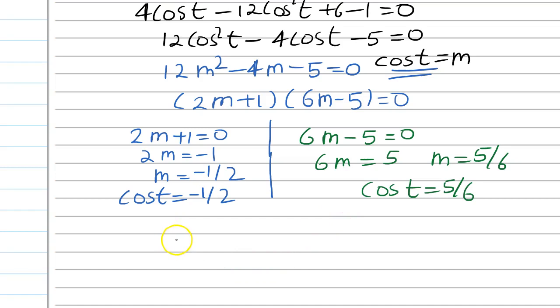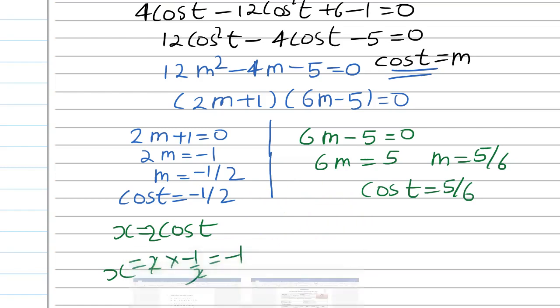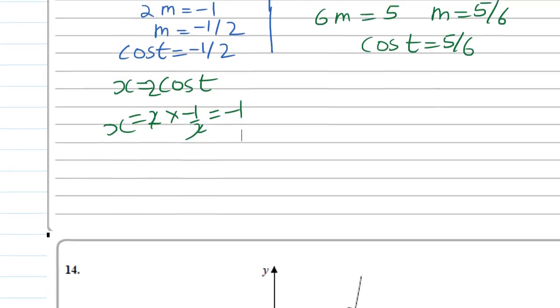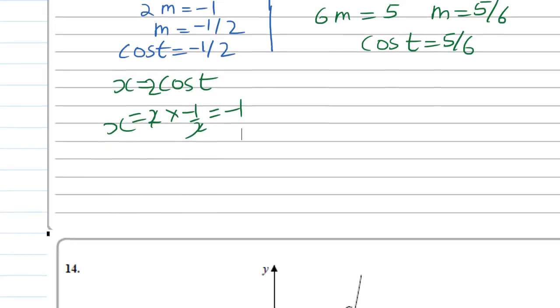Now what was the x value? We need to calculate x and y. x was 2 cos t. So 2 cos t, that is minus half, it cancels, so we are getting minus 1. x is minus 1 here. Now similarly we can calculate y as well. What will be the value of y? So y was root 3 cos 2t.